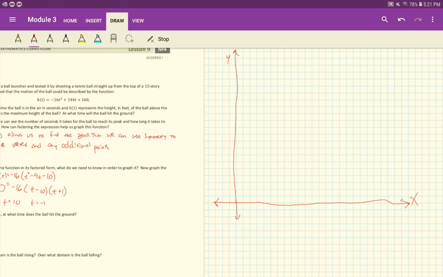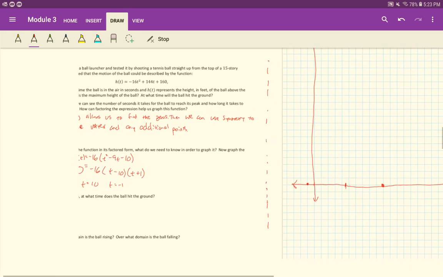Negative 1 would be right there, and then 10 will be 1, 2, 3, 4, 5, 6, 7, 8, 9, 10, right here. That distance from negative 1 to 10 is 11. Half of that would be 5.5. So 1, 2, 3, 4, 5 and a half, right here. There's where our vertex is going to be. So there's our axis of symmetry.